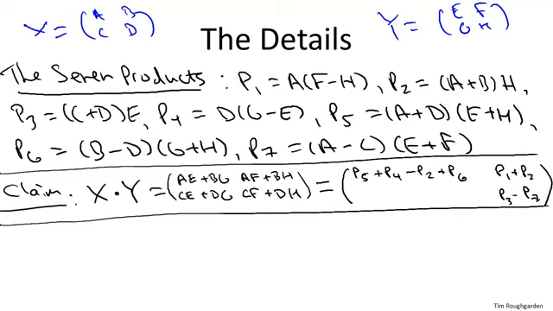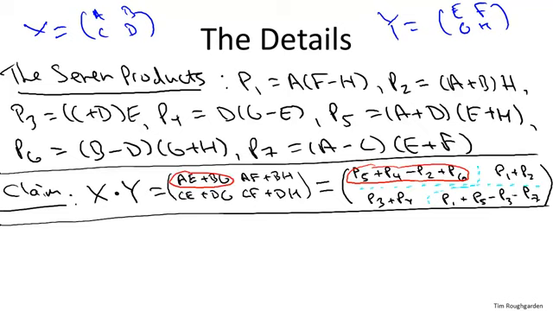In other words, the claim is that this crazy expression, P5 plus P4 minus P2 plus P6, where those are 4 of the products that we've listed above, is precisely AE plus BG. Similarly, we're claiming that P1 plus P2 is exactly AF plus BH. That's actually easy to see. P3 plus P4 is CE plus DG. That's also easy to see. And then the other complicated one is that P1 plus P5 minus P3 minus P7 is exactly the same as CF plus DH. So all 4 of those hold.